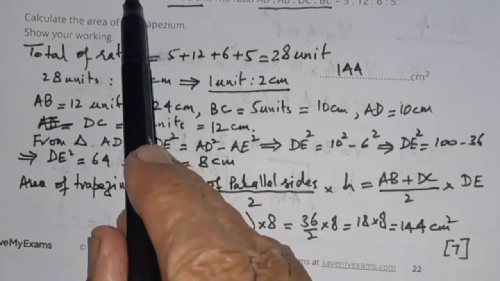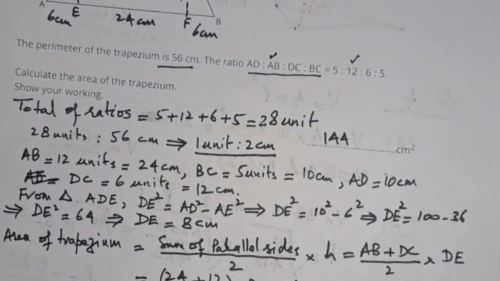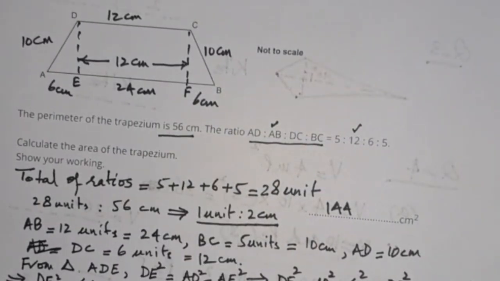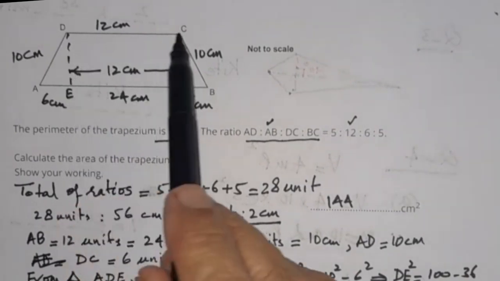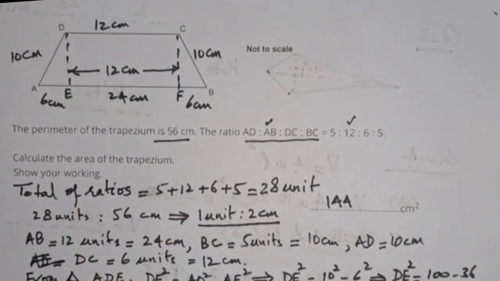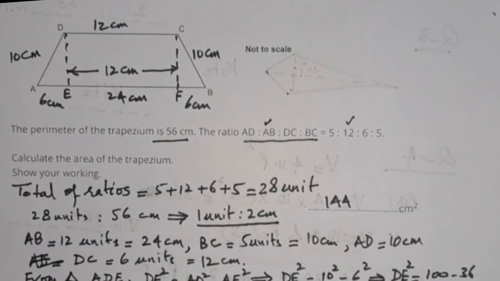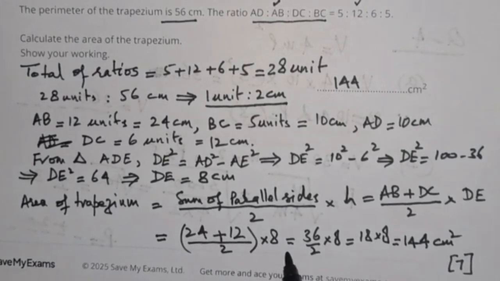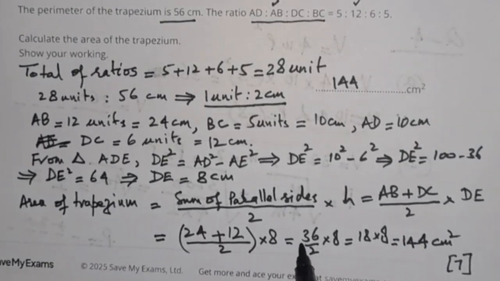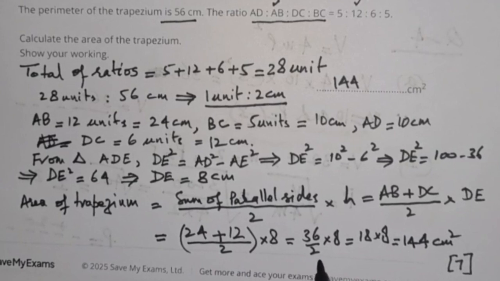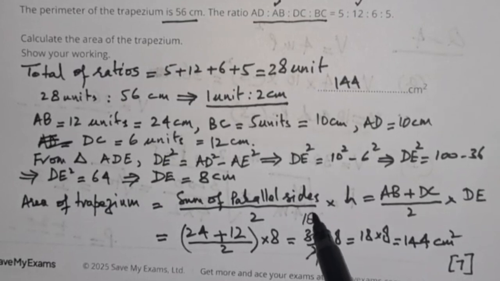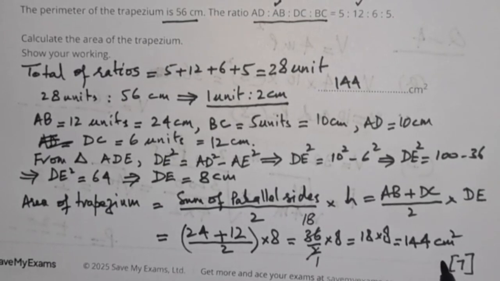AB is 24 centimeters. And DC is 12 centimeters. Added up and divided by 2, and we have worked out DE, which is the height, as 8 centimeter over here. So we solve them. 12 plus 24 is 36 divided by 2 is equal to 18, since 2 ones are 2 and 2 eighteens are 36. 18 into 8 is 144 centimeters square is our answer, and we have completed the paper.